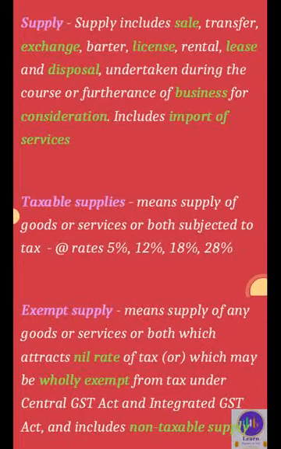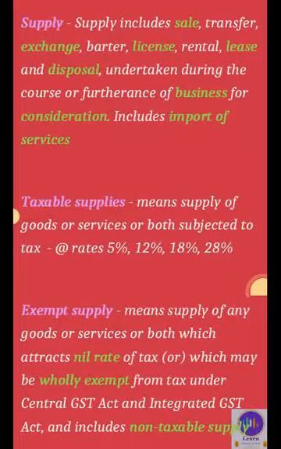Taxable supply means GST is charged at a fixed rate like 5, 12, 18 or 28%. Businesses collect GST from customers and pay it to the government, and then claim ITC on inputs paid, lowering the effective tax cost. Example, a smartphone attracts 18% GST.